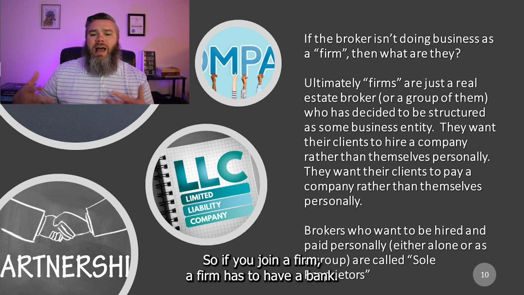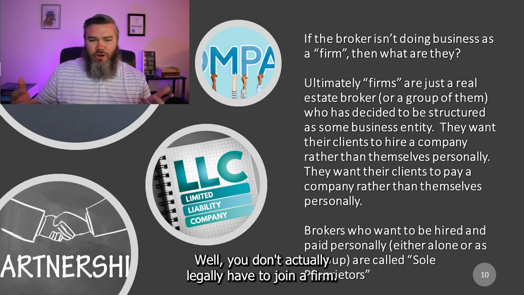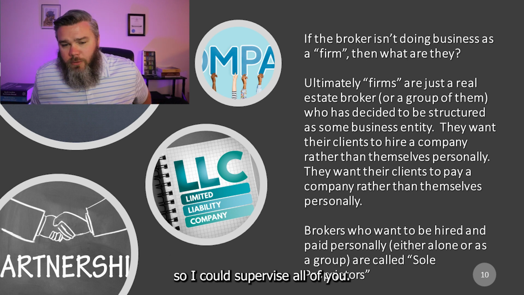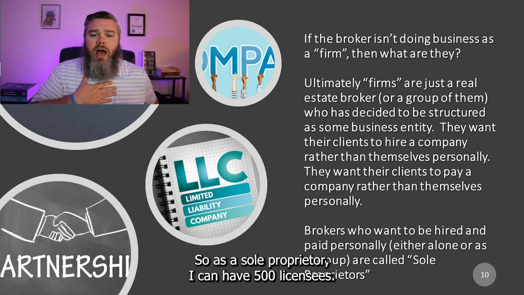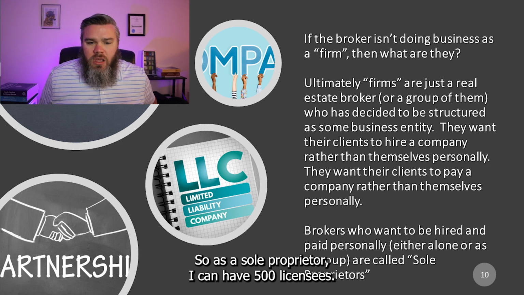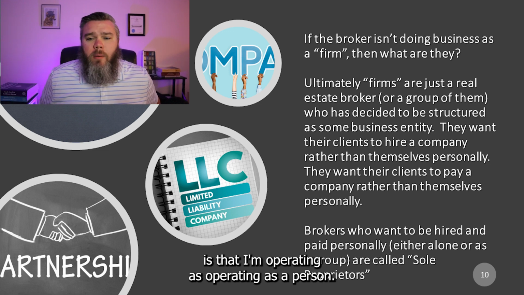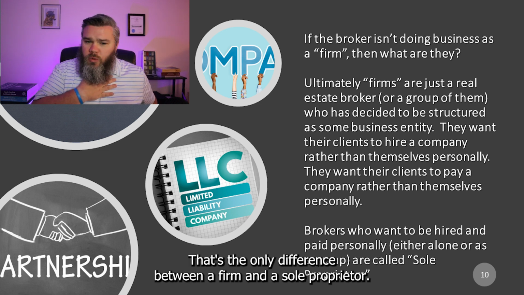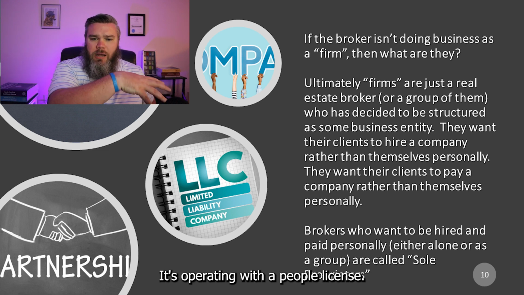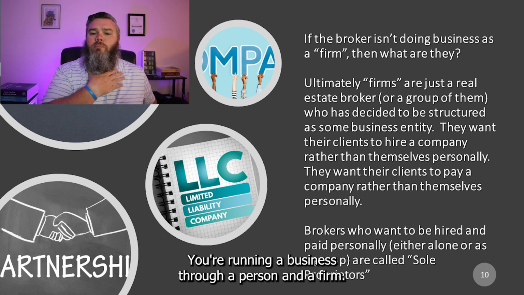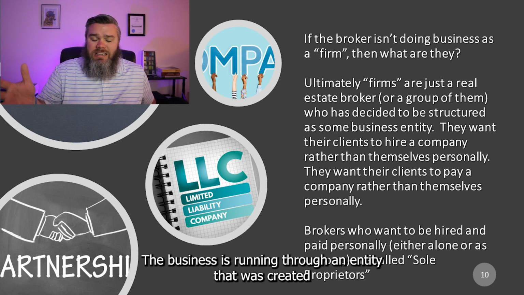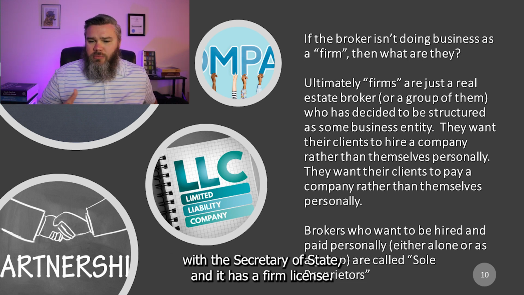So if you join a firm, it has to have a BIC. Well, you don't actually legally have to join a firm. You could join a sole proprietor, because I'm a broker in charge, so I could supervise all of you. You understand what I'm saying? As a sole proprietor, I could have 500 licensees. The only thing that makes me a sole proprietor is that I'm operating as a person. I didn't create a business entity. That's the only difference between a firm and a sole proprietor. One is not operating with a firm license, it's operating with a people license. You're running a business through a person. In a firm, we created an entity. The business is running through an entity that was created with the Secretary of State, and it has a firm license. Does that make sense?